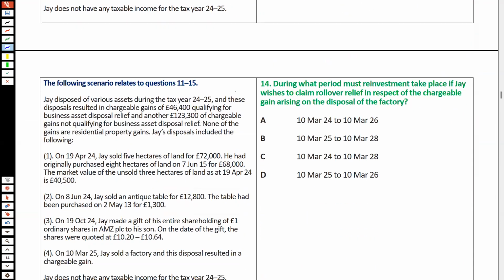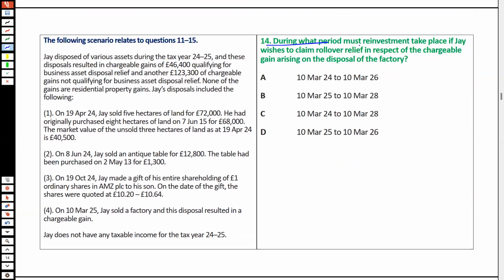Moving to the next one. During what period must reinvestment take place if J wishes to claim rollover relief in respect of chargeable gain arising on the disposal of the factory? So, reinvestment.